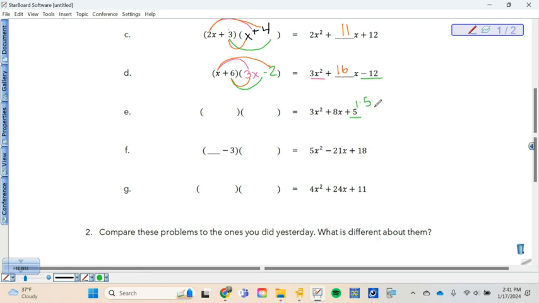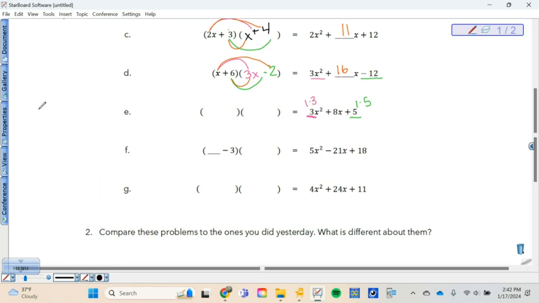Can I use 1 and 5 to get to 8? No. So now that I have this number out in front, I have to use those factors as well. So what numbers multiply together to get to 3? Just 1 and 3, okay? So then let me show you this.